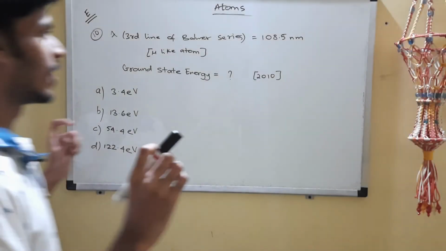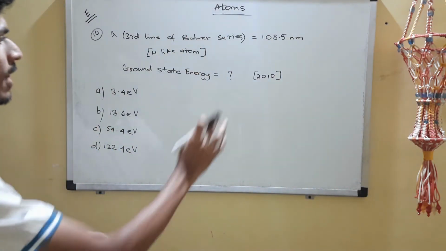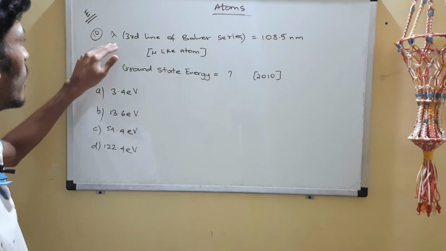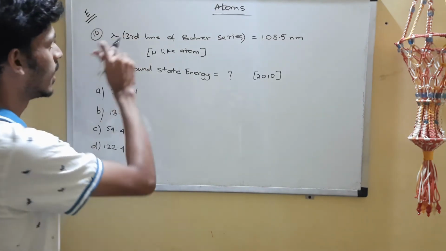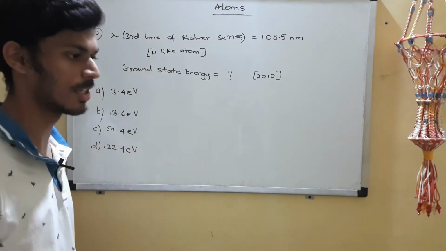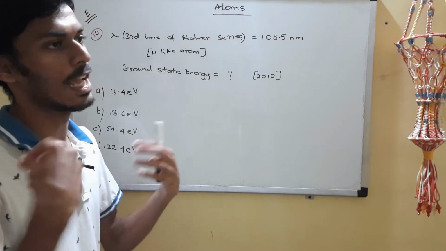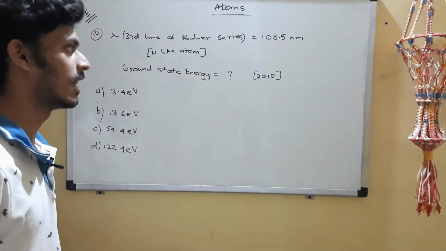Just one question before we go to the easy moderate category. Question number 10 from 2010. Here you are given the wavelength lambda of the third line of Balmer series for an H-like atom. It's not hydrogen, but it's an H-like atom. You are supposed to tell what is the ground state energy of that atom.